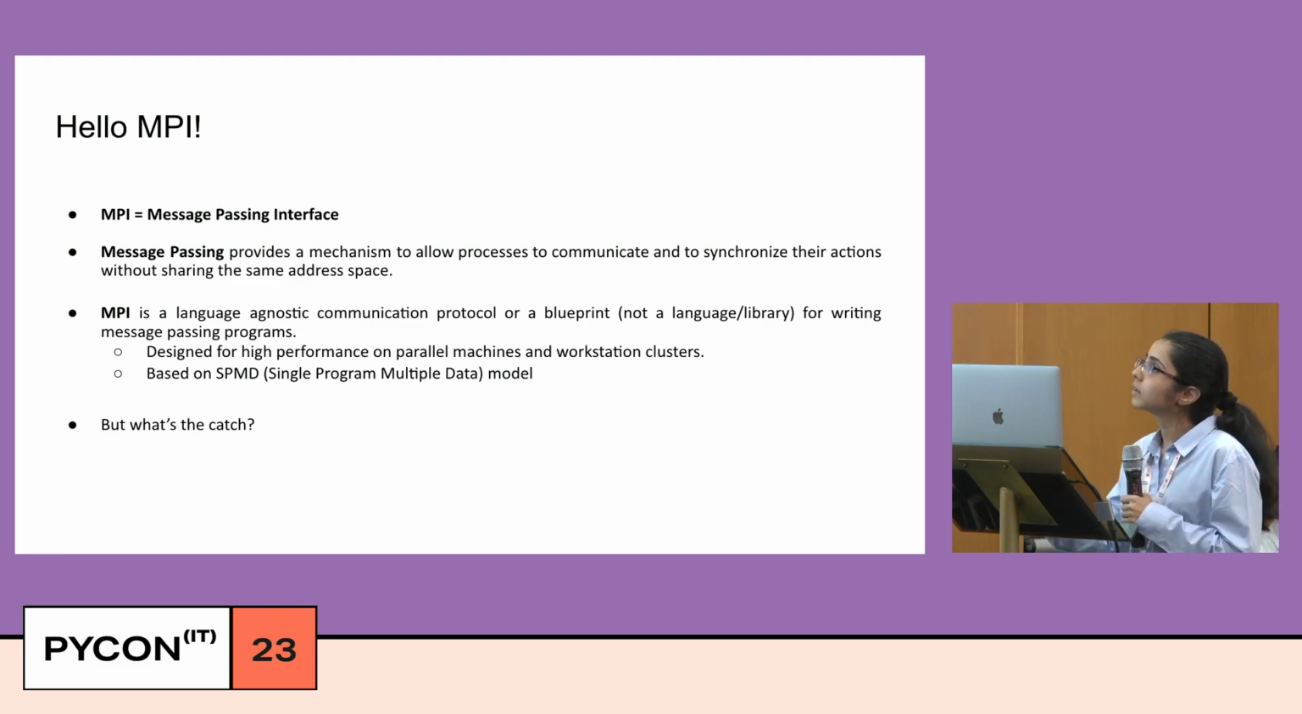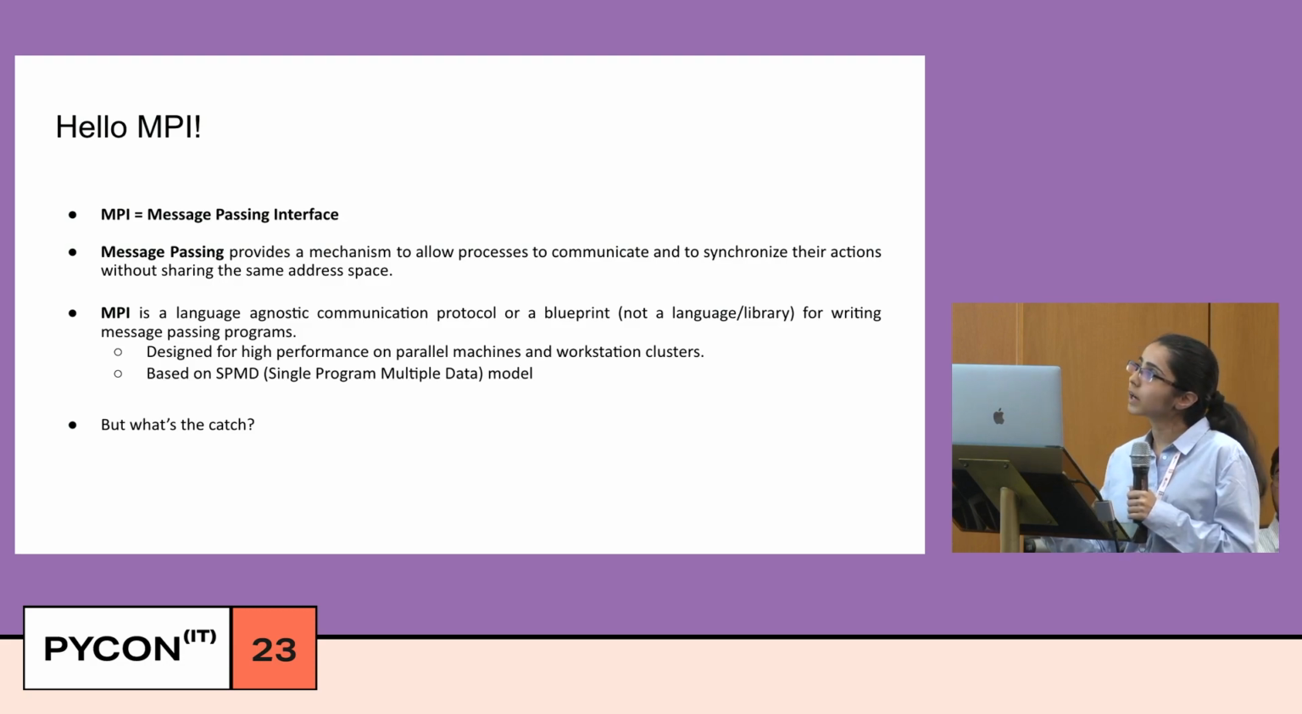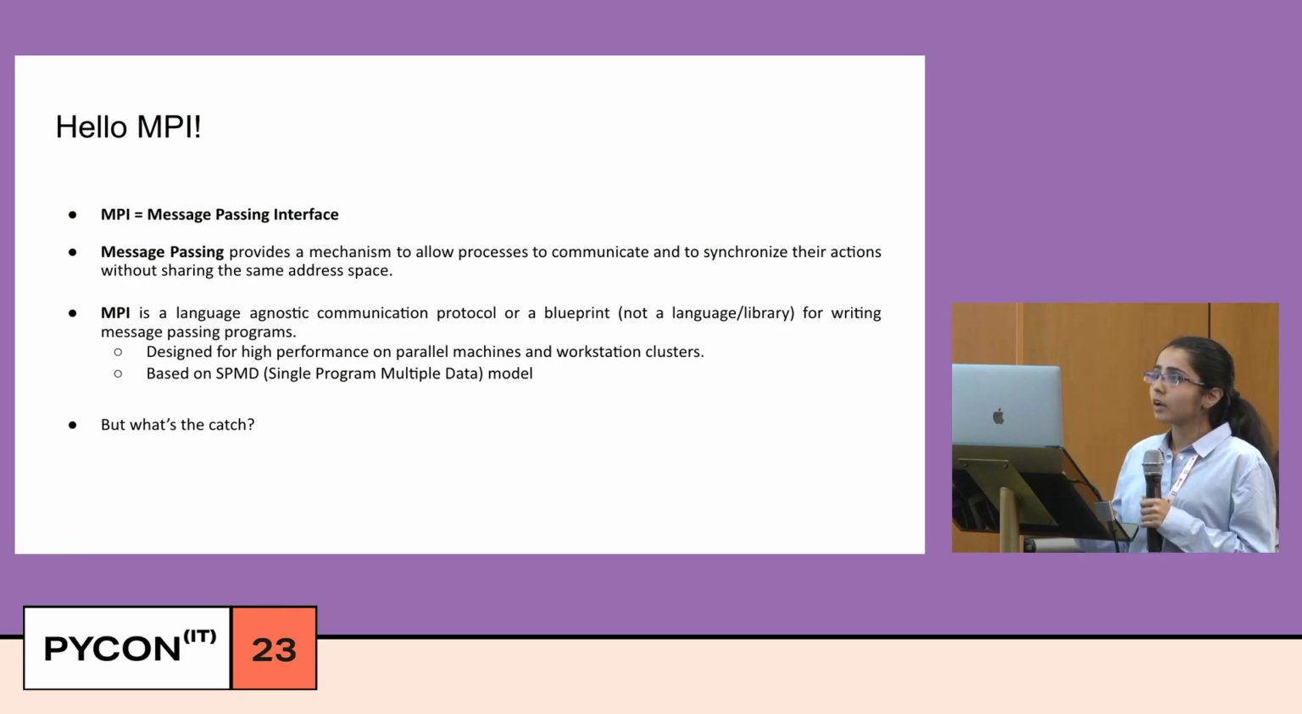So message passing interface. MPI is basically a language agnostic model which is used for writing message passing programs. Message passing is basically a protocol to allow actions to communicate with each other without actually sharing the address space. So MPI is a protocol and message passing is the standard. And MPI is also SPMD. Basically, a single program is executing on multiple processors, and each instance is aware of what part it's doing computation on, and in the end, these results are combined to give the final result.